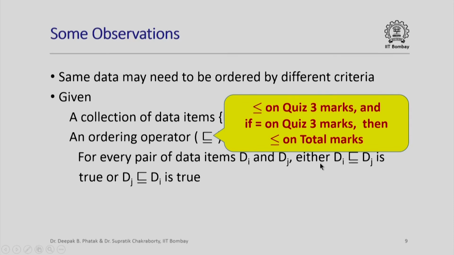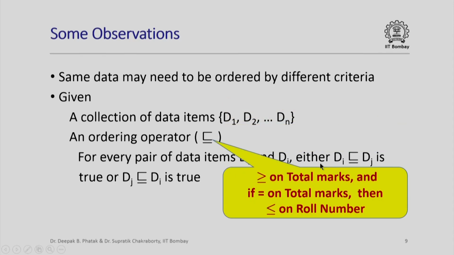So that defines a particular order, and for every pair of data items, we can order the 2 students in this manner. Similarly, another ordering that we have looked at in the previous example was when we said we wanted decreasing order on total marks. So here the ordering was greater than or equal to on total marks, and if 2 total marks happen to be the same, then we wanted increasing order on roll number. So what you see is that this ordering operator or the comparison operator could be some complex operator like this.